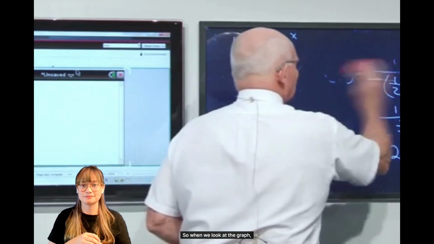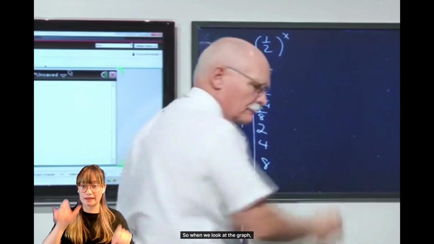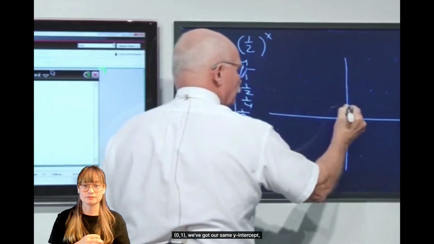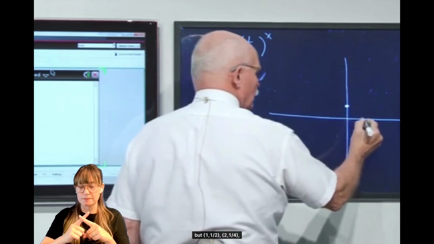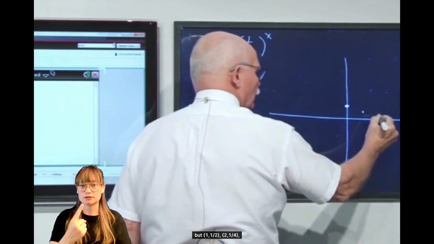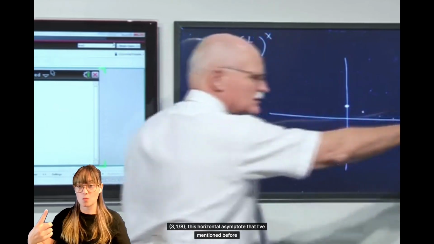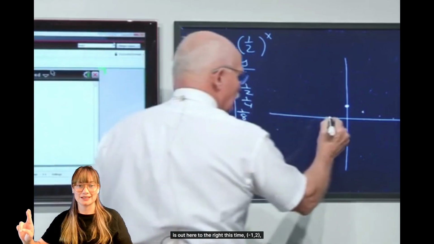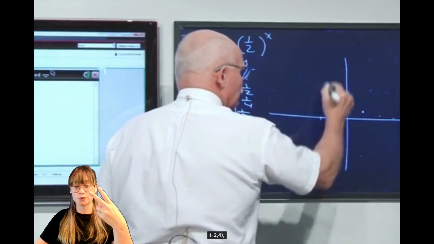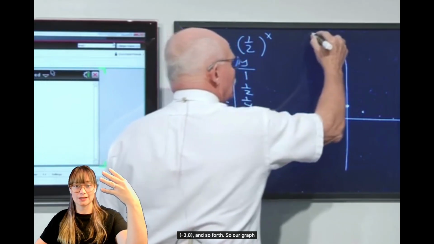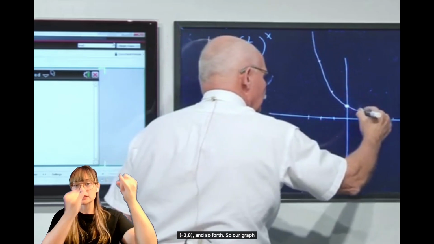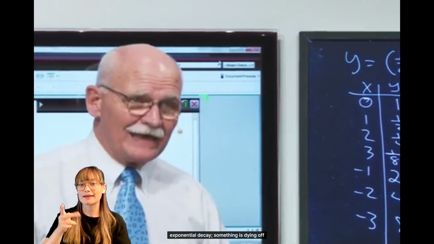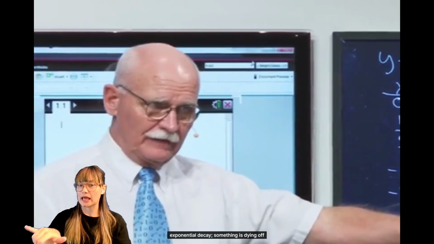Okay? So when we look at the graph, 0, 1, we've got our same y-intercept, but 1, 1/2, 2, 1/4, 3, 1/8. This horizontal asymptote that I mentioned before is out here to the right this time. -1, 2, -2, 4, -3, 8, and so forth. So our graph this time is what we call exponential decay. Something is dying off exponentially.